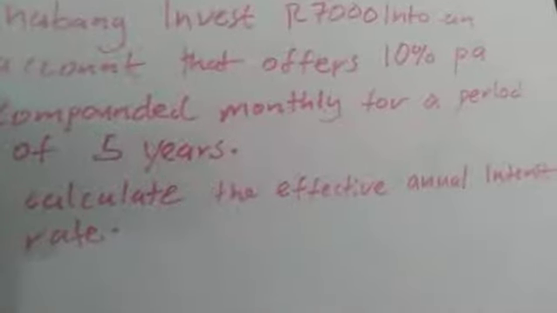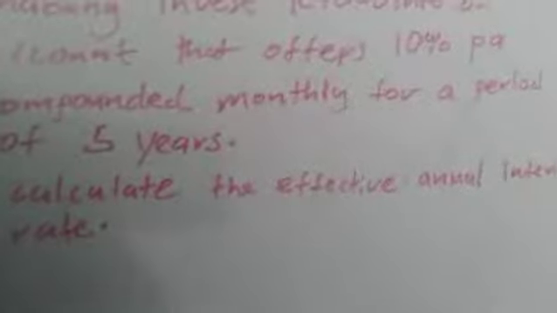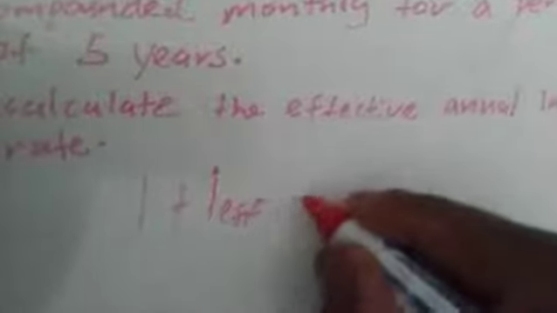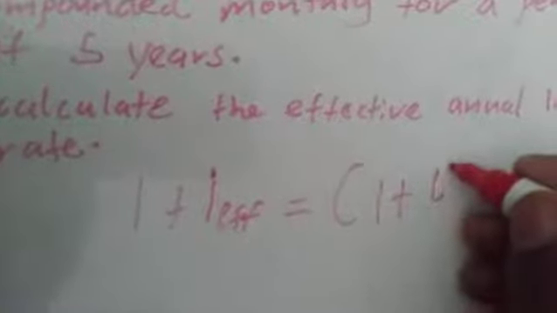So they ask us to calculate the effective, and the formula is 1 plus i effective, the effective interest rate, equals 1 plus the nominal one. It's usually given in this symbol.